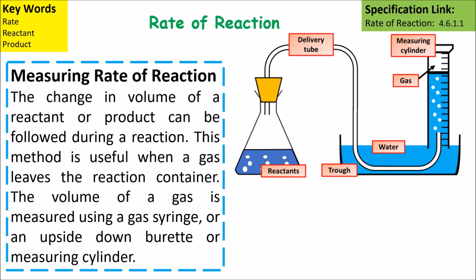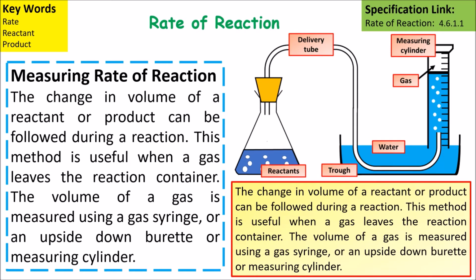So if we're looking at measuring the rate of reaction, the change in volume of a reactant or product can be followed during the reaction. This method is useful when gas leaves the reaction container. The volume of gas can be measured using a gas syringe or an upside down burette or a measuring cylinder.